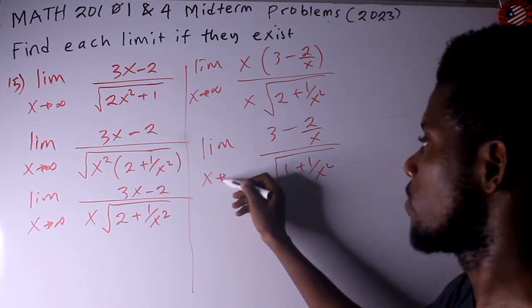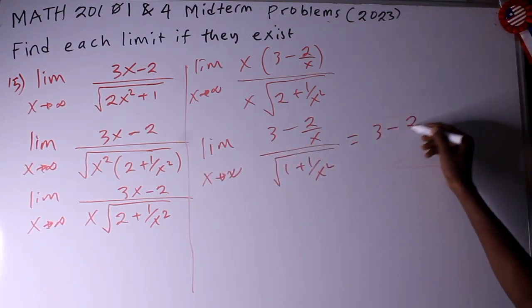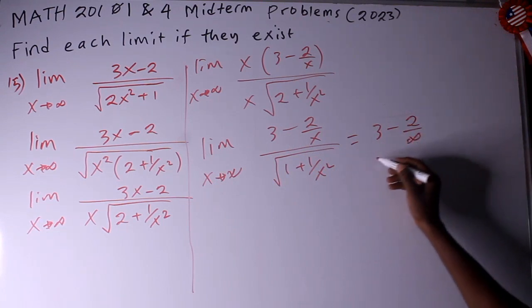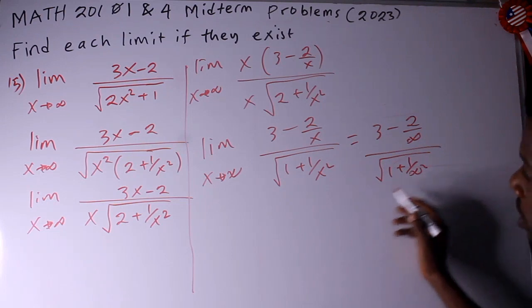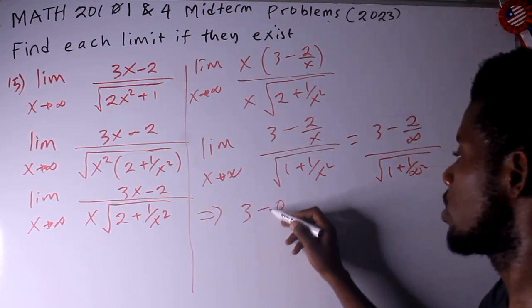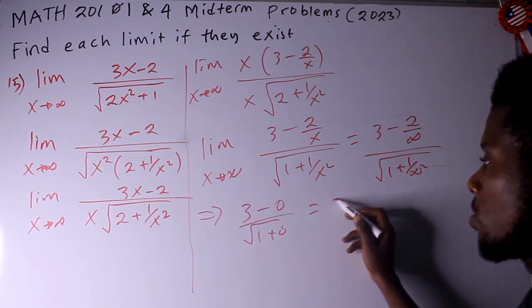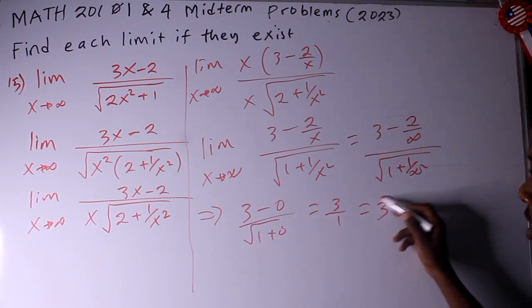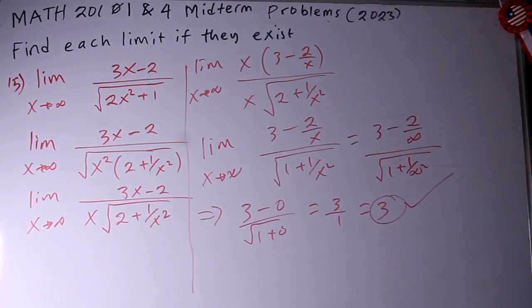as x approaches infinity. If I do that substitution, I'll have 3 minus 2 over infinity all divided by the square root of 2 plus 1 over infinity squared. So this will be 3 minus 2 over infinity, which is 0, over the square root of 2 plus 0. So it's 3 over the square root of 2. That is the result. Let's move on to the next problem.